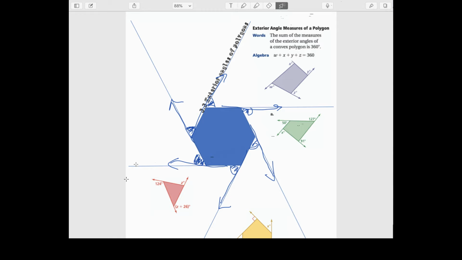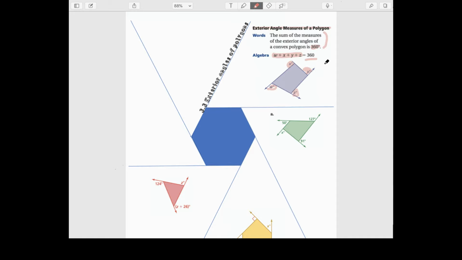So you see up here in the upper right, I have exterior angle measures of polygons. The sum of the measures of the exterior angles of a convex polygon is 360. Wait, what? You mean all we have to do is add them up and it should be 360? Yeah, that is all we do. So angle W plus angle X plus angle Y plus angle Z equals 360. So that's the big idea right there.